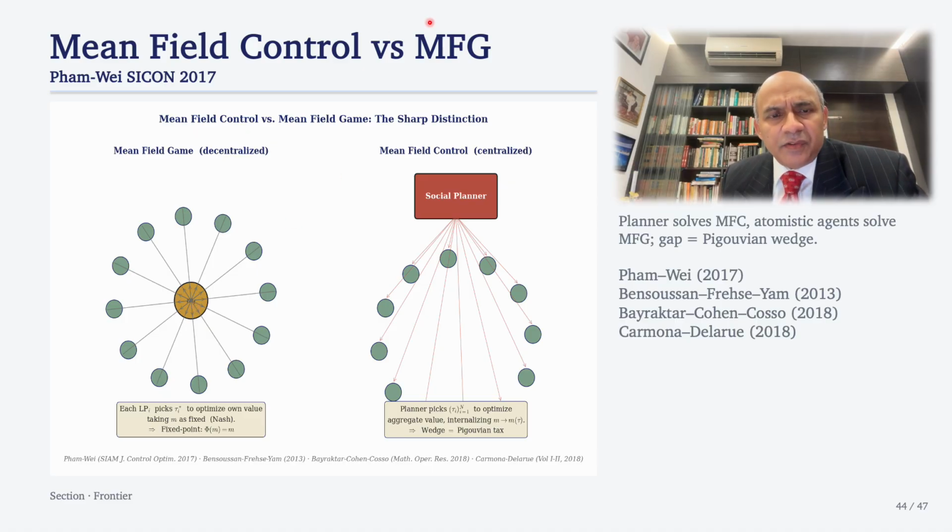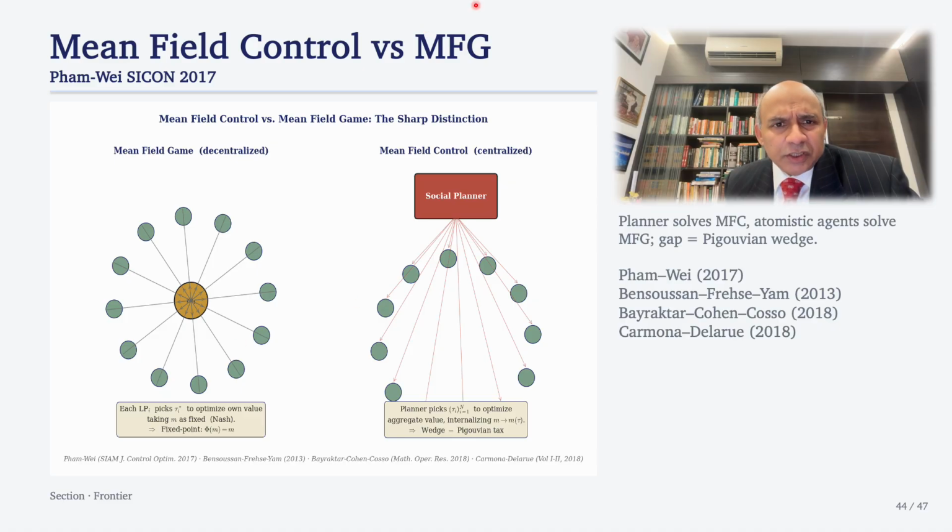On the right, we see the mean field control. That's the centralized social planner view. A single social planner picks all the exit strategies together to maximize aggregate value, and fully accounts for how each decision moves the population mean m to m of tau.